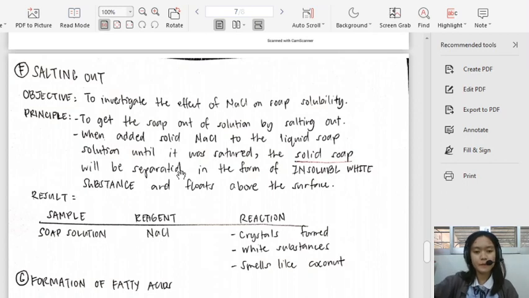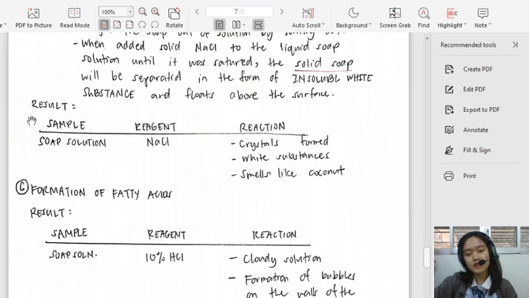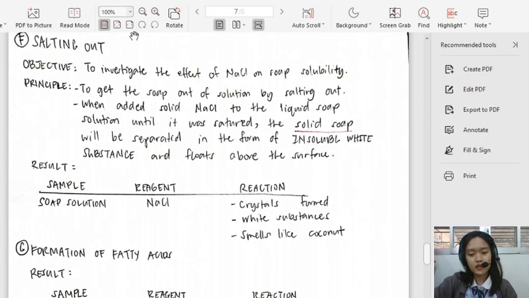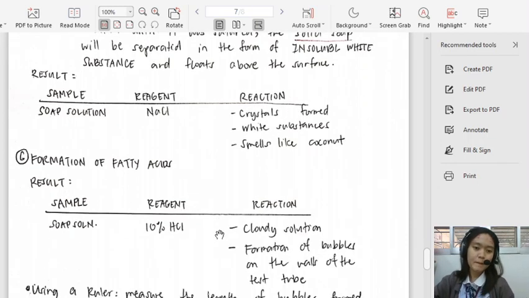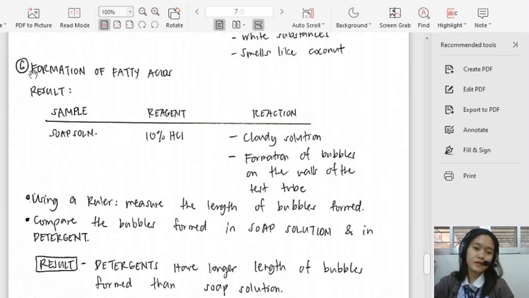That is what you collect. Okay, so the result of salting out: your sample is the soap solution, your reagent is salt or NaCl, and the reaction will form crystals or white substances that smell like coconut. That aroma is there because your soap comes from coconut oil. That is why its smell is also like coconut. Okay. Formation of fatty acids.